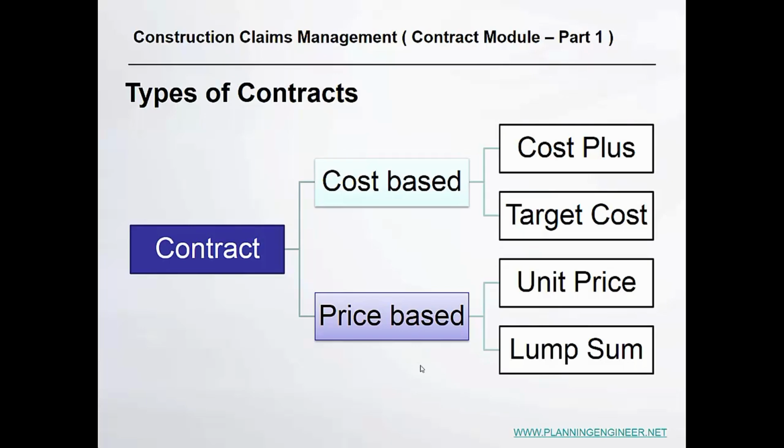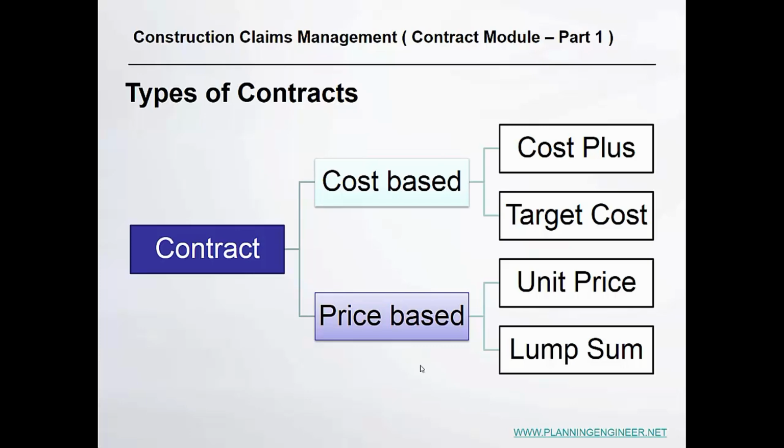Types of contracts. I would like you to know the common types of contracts, and we will focus on the most common types. There are two types of contracts, cost-based and price-based. Cost-based, we have two different types: cost plus and target cost. Actually, these are not very common in the construction industry because they have high risk. But I will explain to you here the meaning of cost plus and target cost.